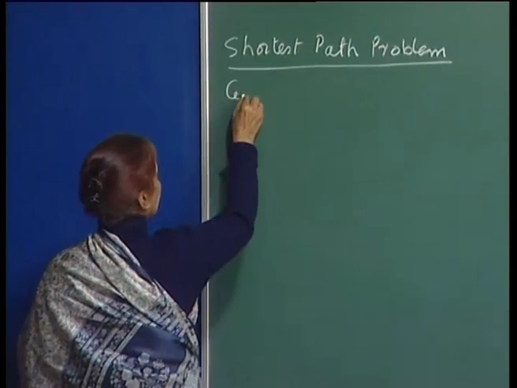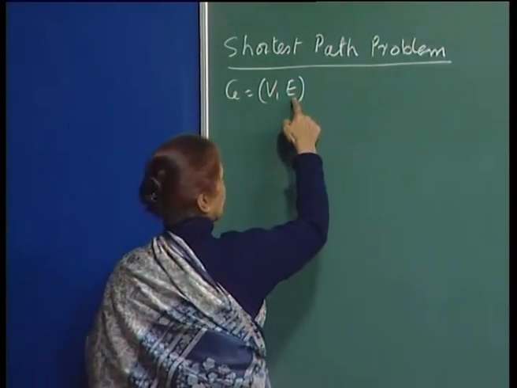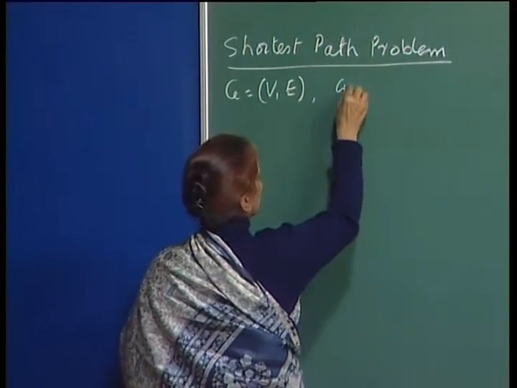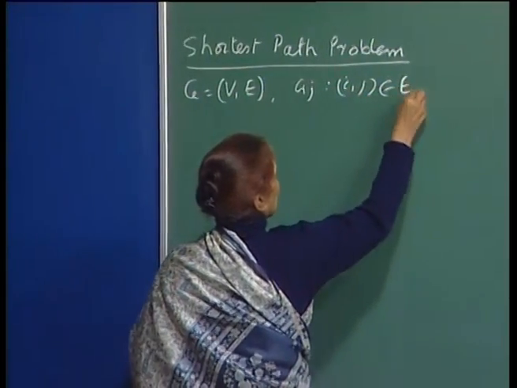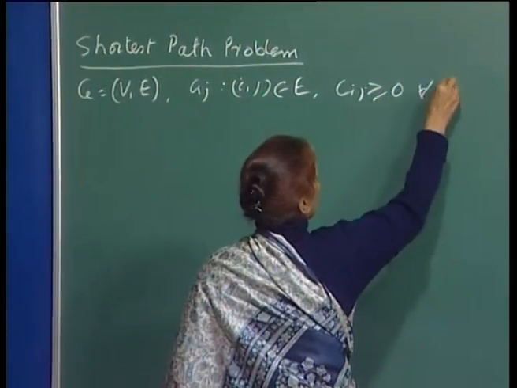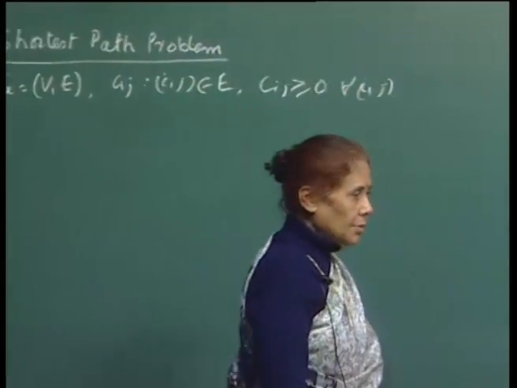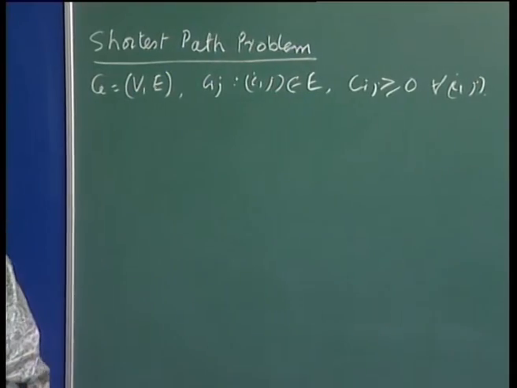Let us continue with the shortest path problem. So, remember we said that there is a directed graph. E is the set of edges, V is the set of nodes, and then we had weights Cij for each ij belonging to E, and we said that Cij's are greater than or equal to 0 for all ij, non-negative weights. And later on we will consider an algorithm where the Cij's are not necessarily all non-negative.